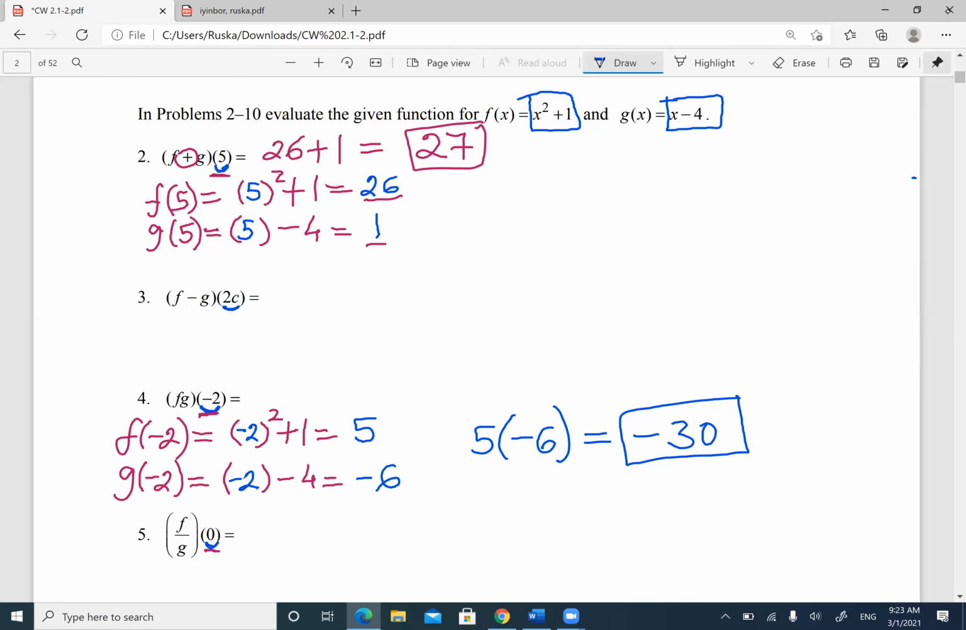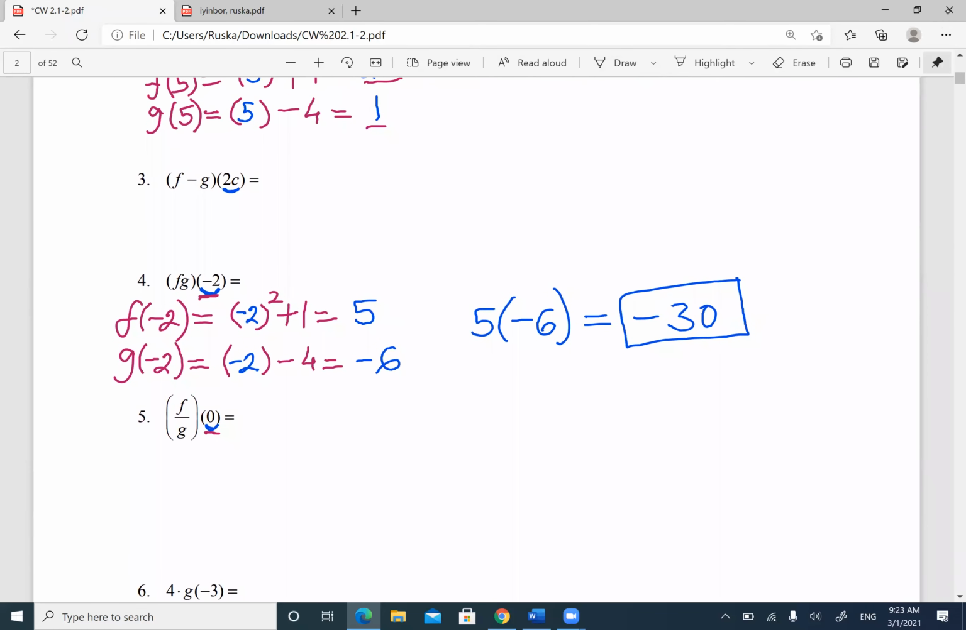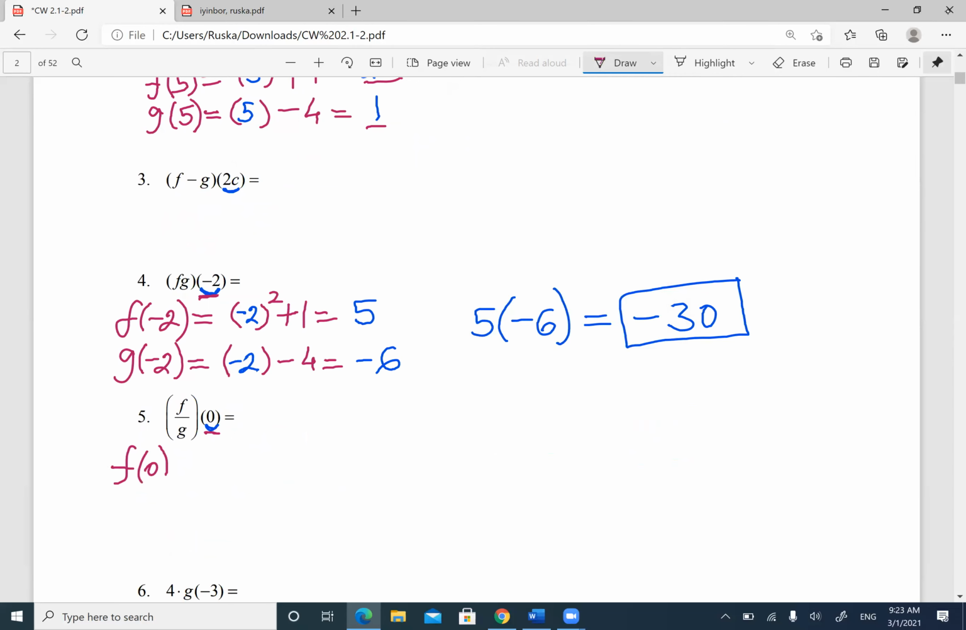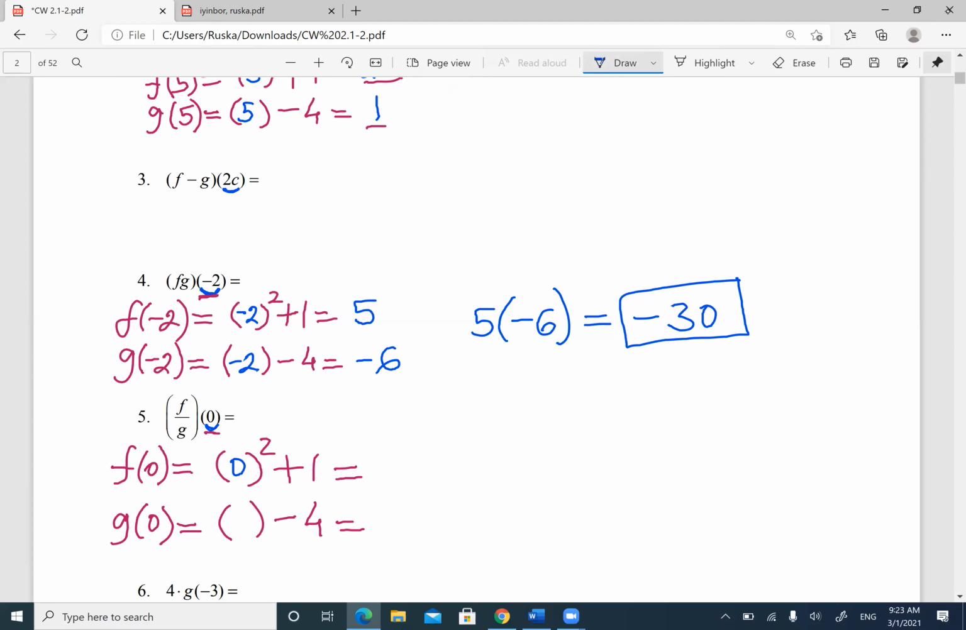Now, number 5 is the same idea. We have to do f of 0 and g of 0, and then divide those numbers. So what is f of 0? Let's do that. F of 0 and g of 0. So f is x squared plus 1, and g is x minus 4, right? And I'm going to plug in 0 for both of those x's. So 0 squared is 0 plus 1 is 1. And 0 minus 4 is negative 4.